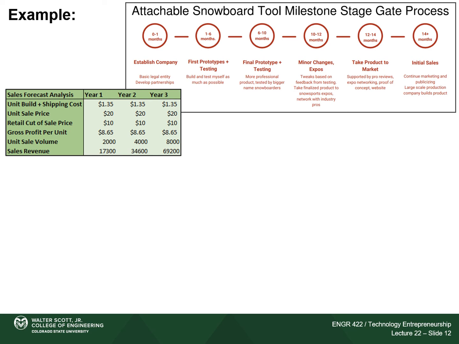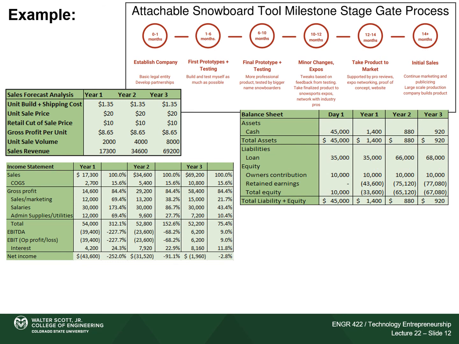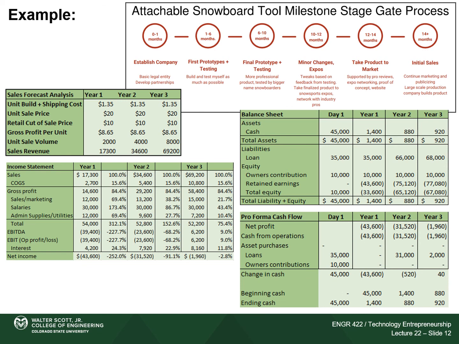From that sales forecast, this student then generated an income statement, and you'll see that this income statement follows the template pretty exactly. So you then see this particular income statement, and this income statement was then used to generate the balance sheet and the cash flow forecast. So here is the balance sheet for this business, and here is the cash flow for this business.